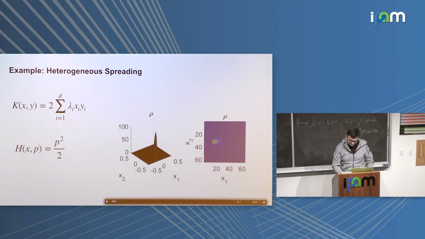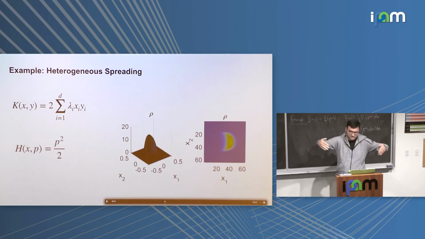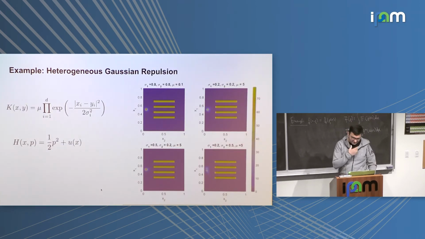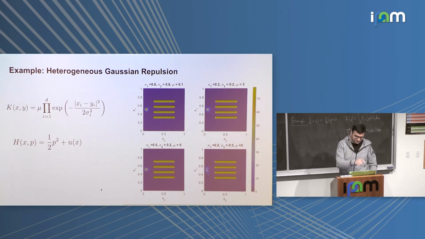You can see that the agents try to encompass a large area. Okay, so another type of kernel that you can use are Gaussian repulsion kernels, where the sigmas are different in different directions. And you can incorporate obstacles in your problem, which is no issue for the way we formulate the problem. It's just a linear term in the convex optimization problem.